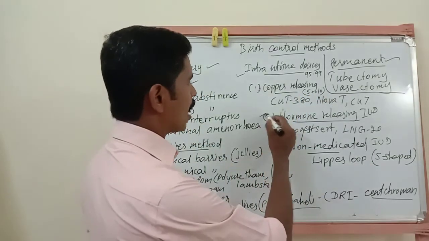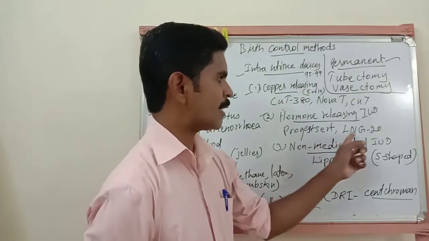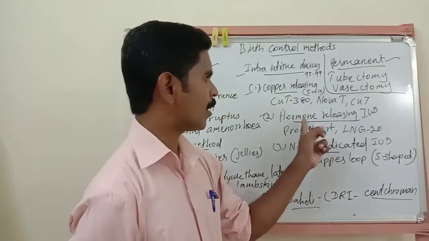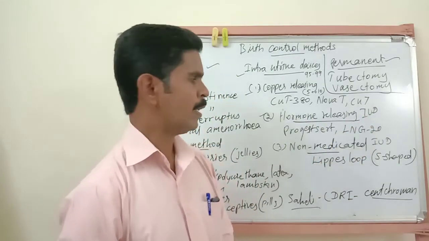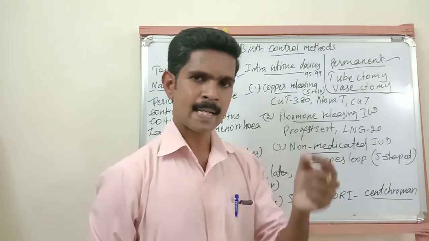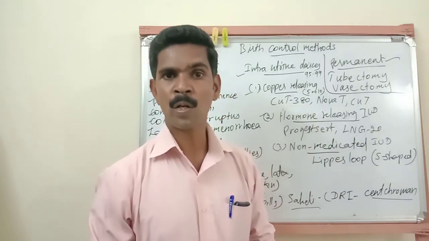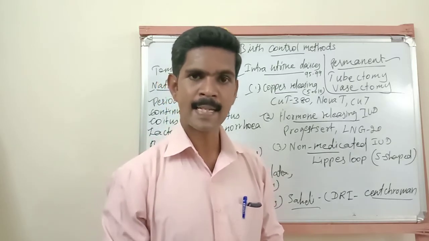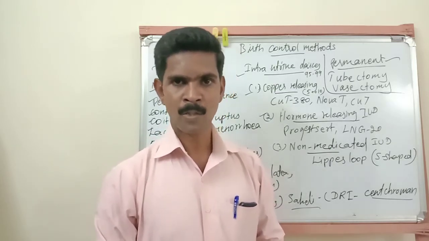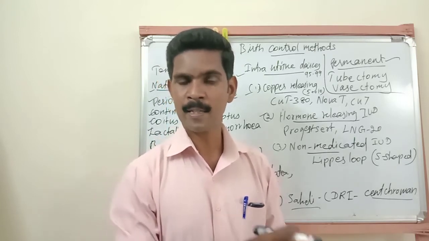Then the second one is the hormone releasing intrauterine device. Examples are progesterone and LNG20. These two are examples of the hormone releasing intrauterine device. Listen very carefully. When this device is inserted inside the uterus, it immediately releases a large amount of mucus-like substance or fluids inside the cervix region. So, it prevents the penetration of the sperm into the uterus.